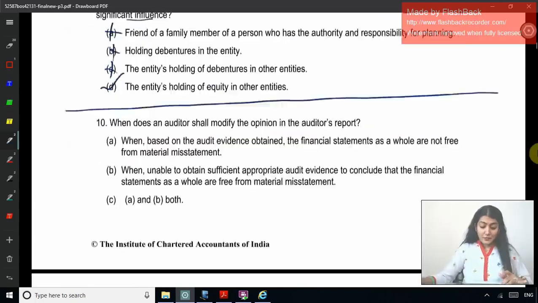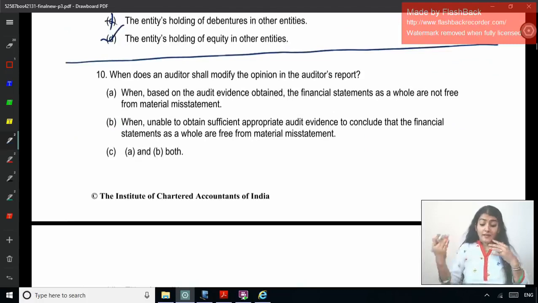Next one, when shall an auditor modify the opinion in the audit report? So SA 705. When, based on the audit evidence obtained, the financial statements are not free from material misstatement, yes, we have to modify our opinion. When unable to obtain evidence to conclude that the financial statements as a whole are free from material misstatement, again yes, even in this case we modify our opinion.